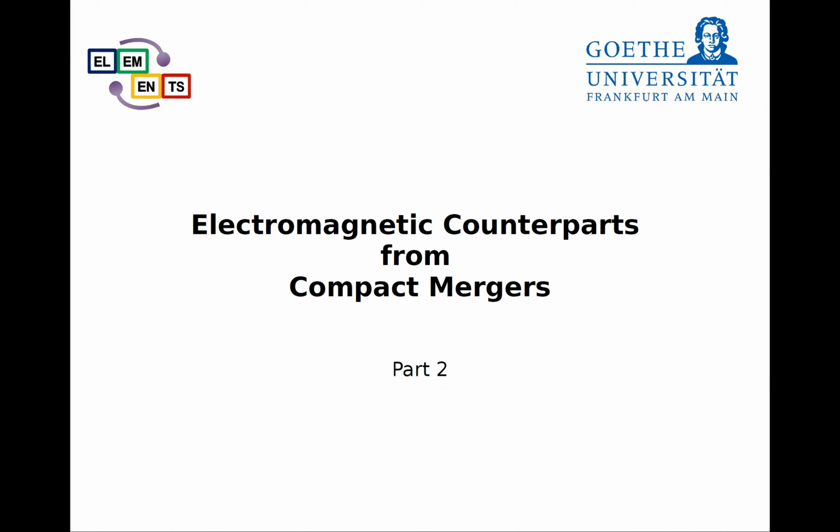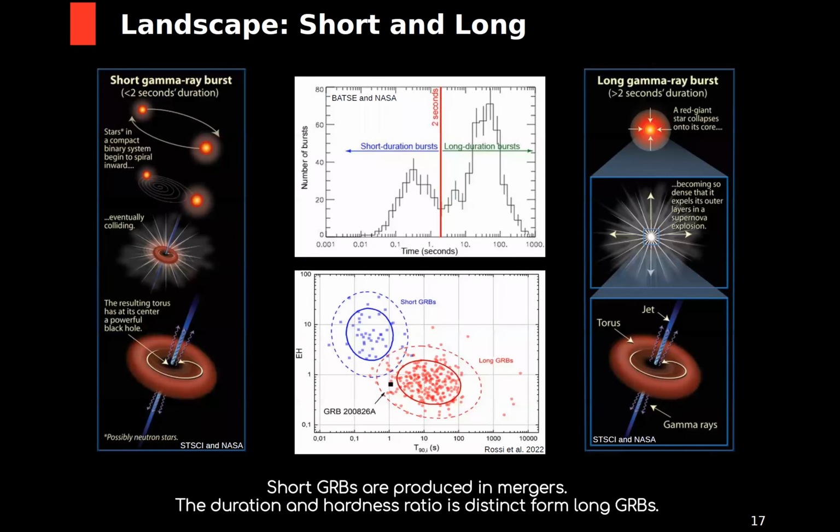So I move forward and I go to electromagnetic counterparts. And this is the work that I'm currently doing. So the focus is on the short GRBs. So what are short GRBs? They're very different than the long ones. Why? Because the long ones emit for a much longer duration.